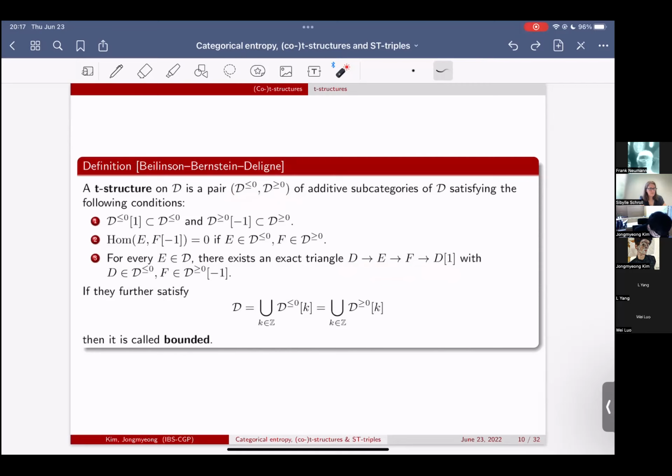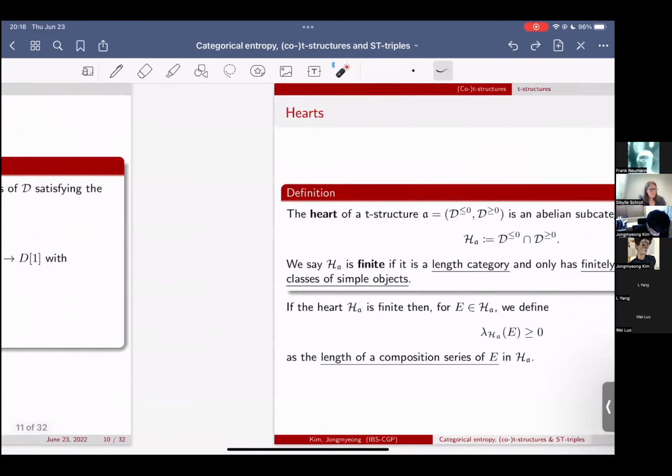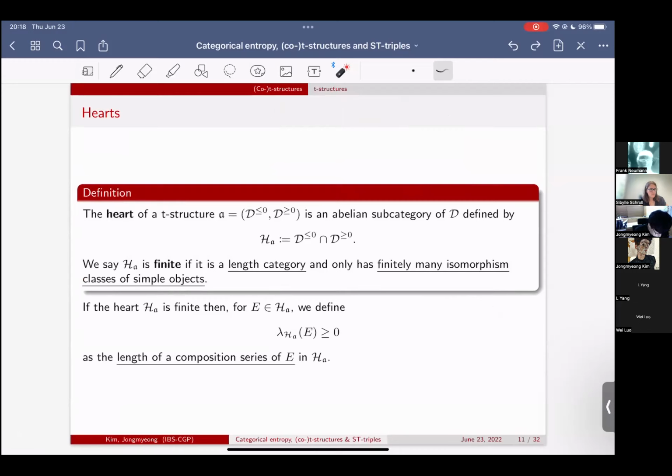And we say a t-structure is bounded if it satisfies this formula. So it is something like the bounded derived category case. And for a t-structure, we define the heart of the t-structure as the intersection of D^{≤0} and D^{≥0}. So this is kind of the zero degree part of the complex.